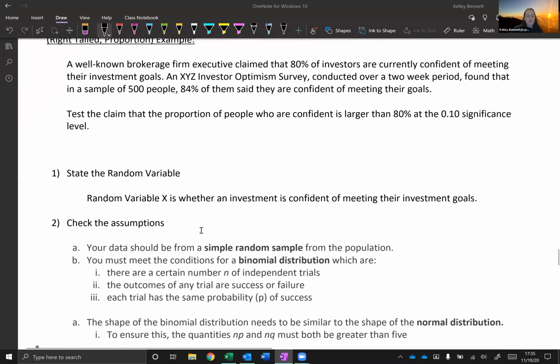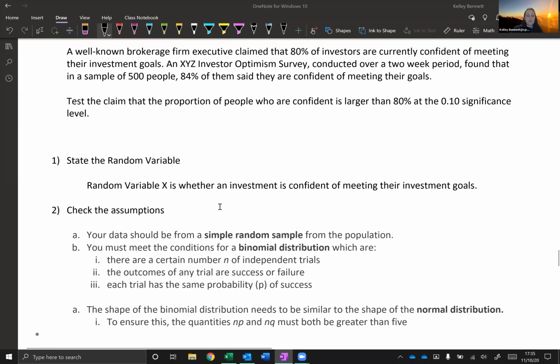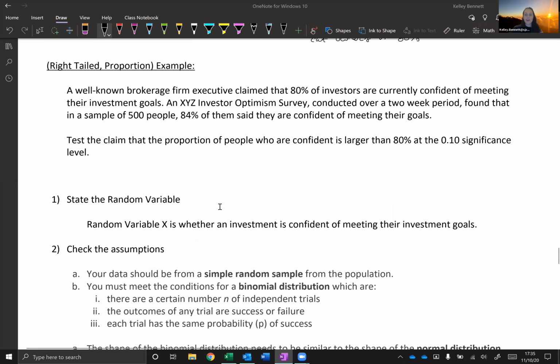Let's check our assumptions. Our data should be from a simple random sample. Again, we're assuming that it is. That's that little college stats class magic that we sprinkle into everything.